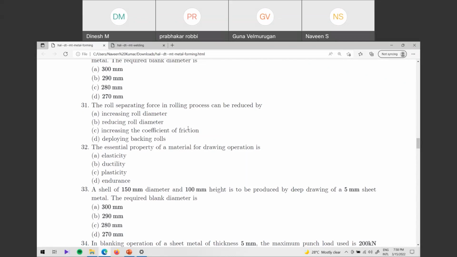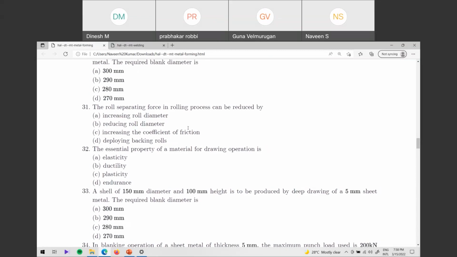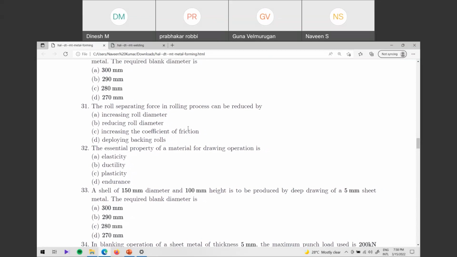Actually, there are two answers I can see. No, you can't increase. If you increase the radius of rolls, then the bending of rolls will be very prominent. I don't want that to happen. So you can reduce the diameter of rolls, and also you can deploy backup rolls. Then roll separating force will be reduced. Answer will be B and D, according to me, but I don't know. In this case, you can opt for B and D. Okay. Next.